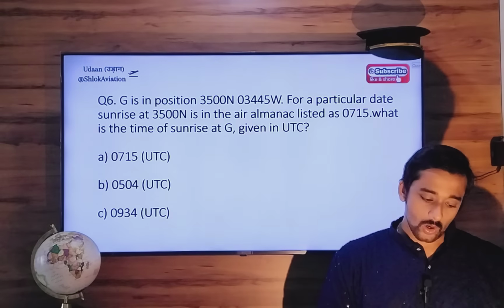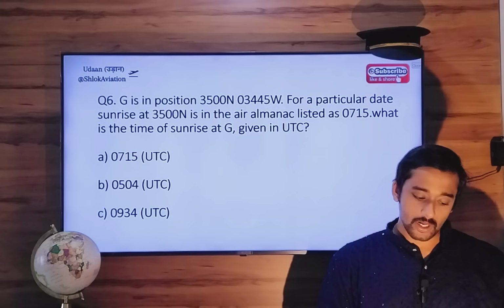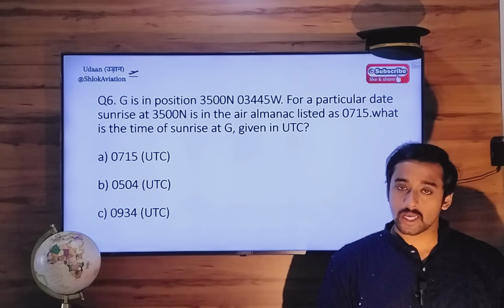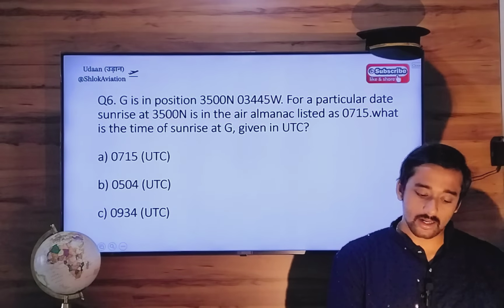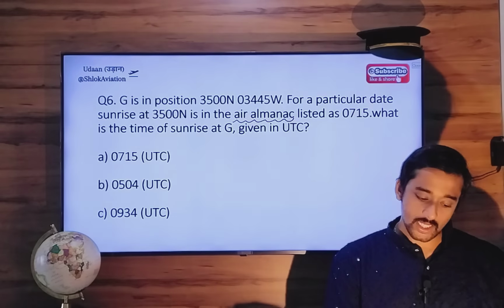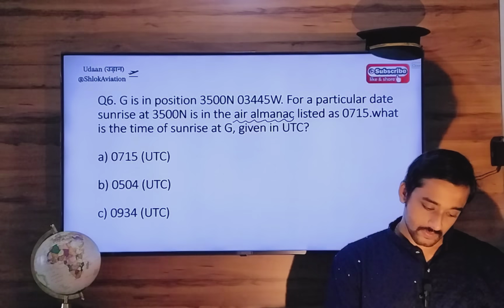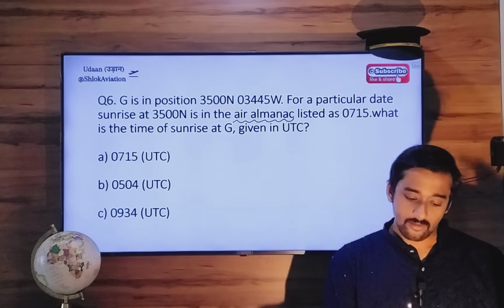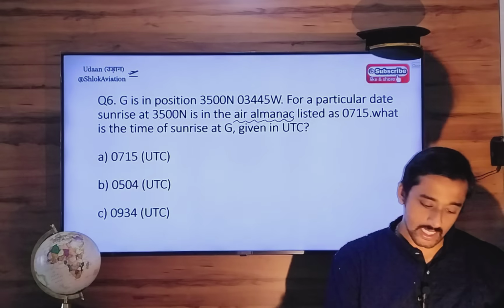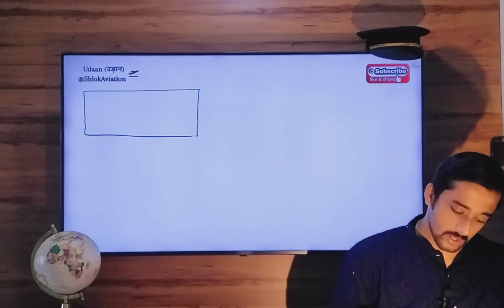Next. Golf is in position 35 north, 34 degrees 45 minutes west. For a particular date, sunrise at this particular latitude is listed as 0715 local mean time. Air almanac timings are local mean time. What is the time of sunrise at the same location given in UTC? If sunrise happens at 7:15 LMT, we have to convert this LMT into the corresponding UTC time. So let's draw this simple diagram, a formula based numerical.